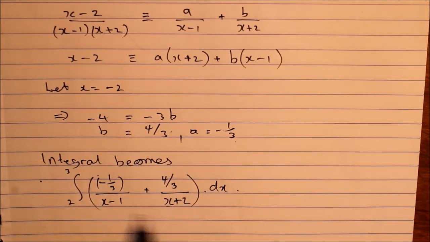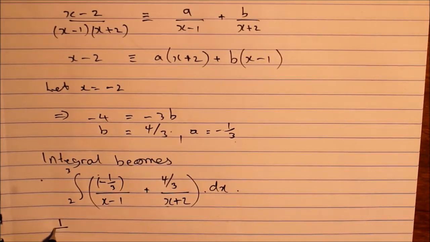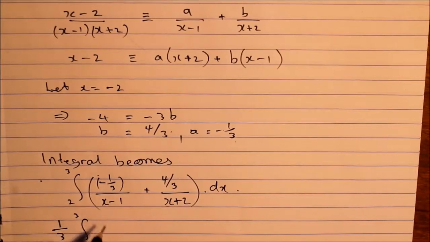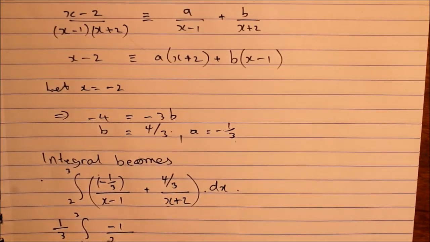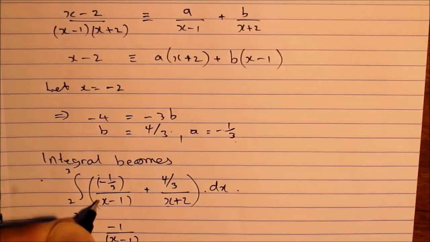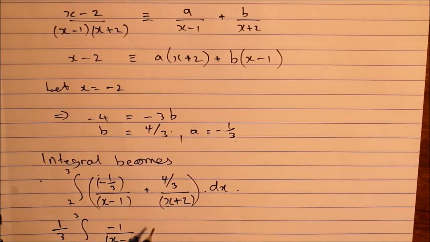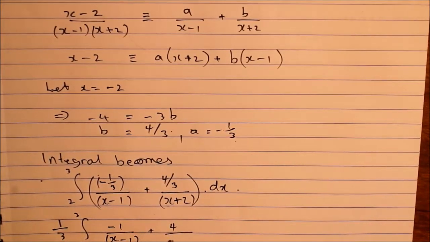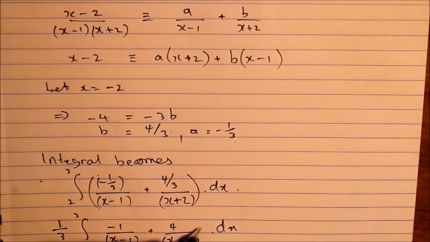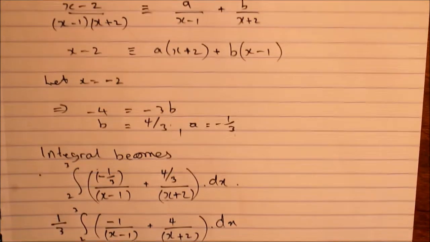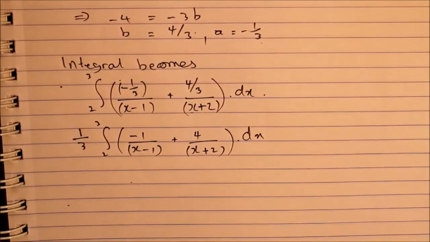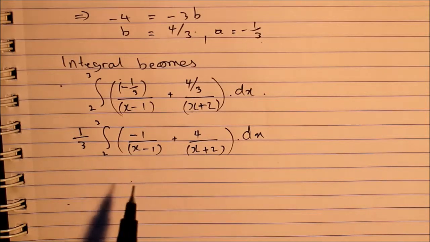Okay, alright, just one bit of cleaning up: we'll take 1/3 out the front of the integral 2 to 3, just to make this a bit easier. Minus 1 on the top of x minus 1, I'll put a bracket around there just to be a little bit pedantic, but anyway, 4 over x plus 2, dx, and then put a bracket around that, so that's right. Now that's in the form we want, so we'll just write the integral down now.